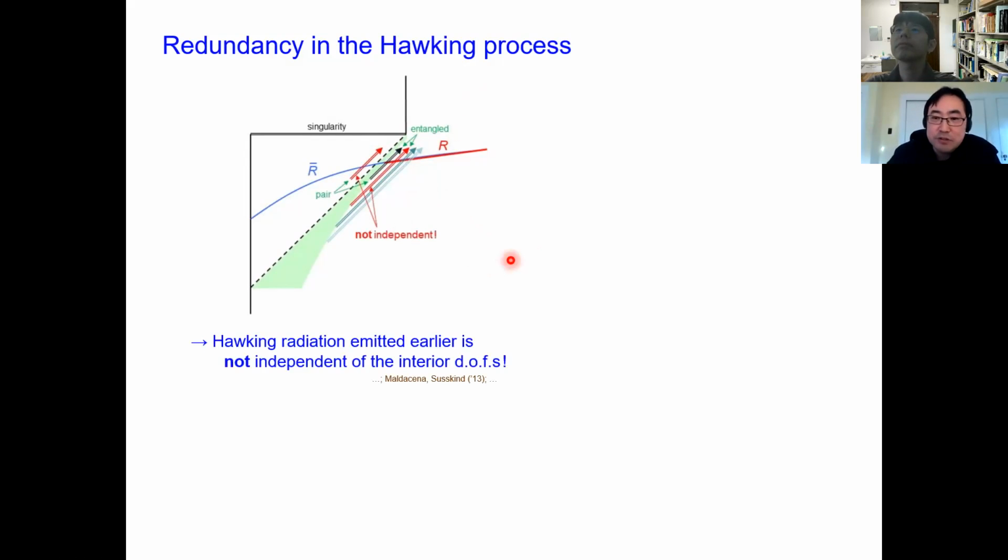As was noticed by many, and especially emphasized by Maldacena and Susskind, this means that the Hawking radiation emitted is actually not completely independent of what you think are the interior degrees of freedom of the horizon.